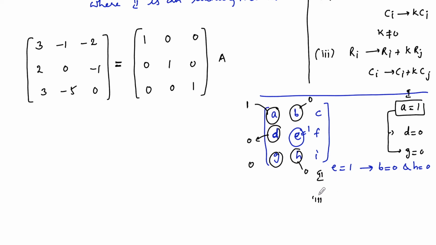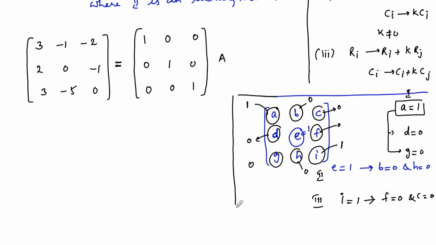And in step 3, we have to make i = 1. Using i = 1, we have to make f = 0 and c = 0. So the remaining two elements, we have to make them zeros. So first step, second step and third step, if you solve the problem by using this logic, you can solve the problem so easily without any confusion.